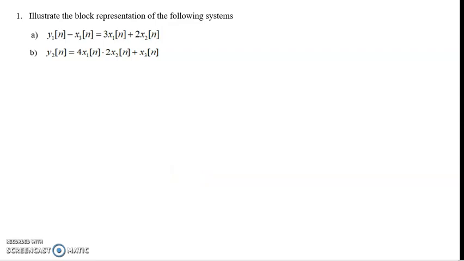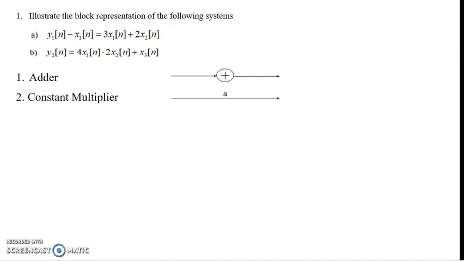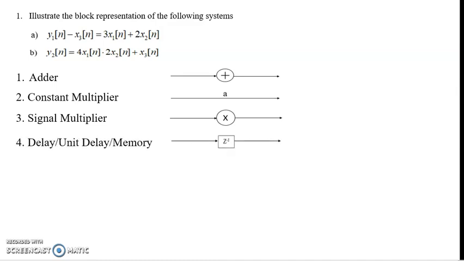In question 1, you are asked to illustrate the block representation of the given system functions. Before we proceed to solve the question, we must know how the basic components of a filter structure look like. Here, you can see the fundamental components of a filter structure: adder, constant multiplier, signal multiplier, delay or unit delay or memory, and a bonus.